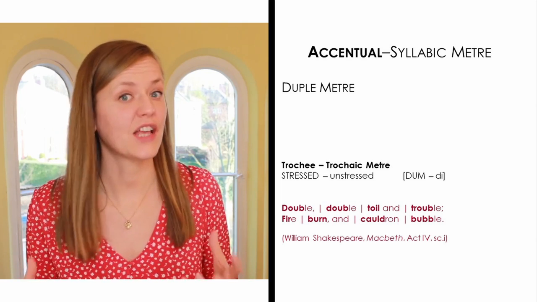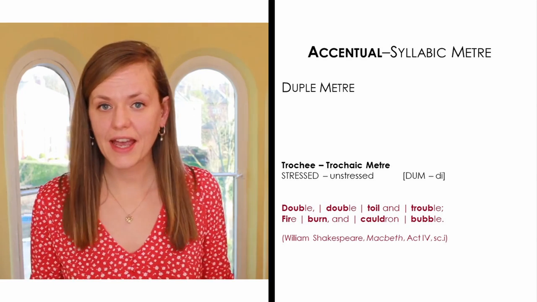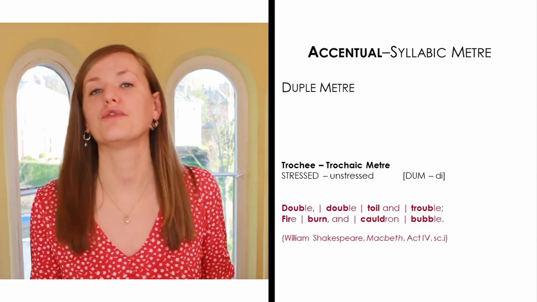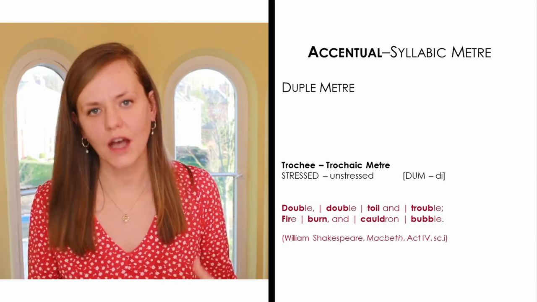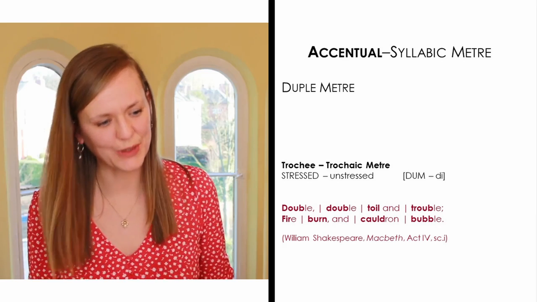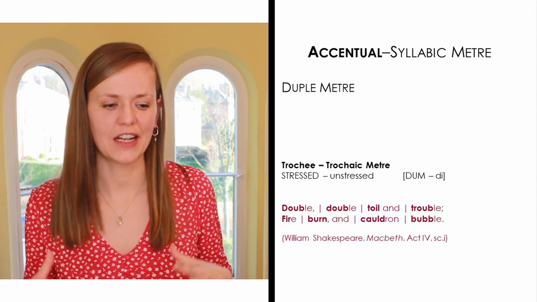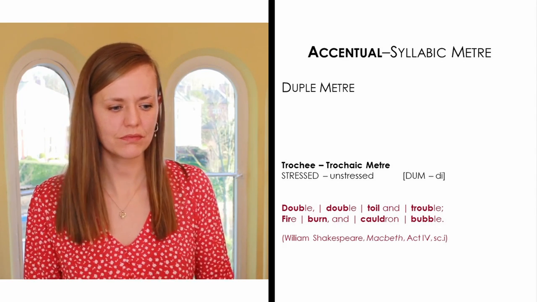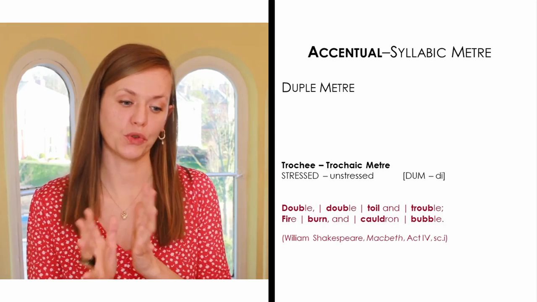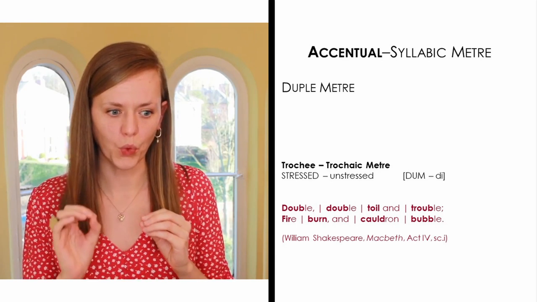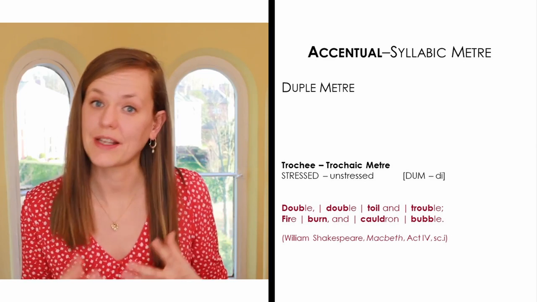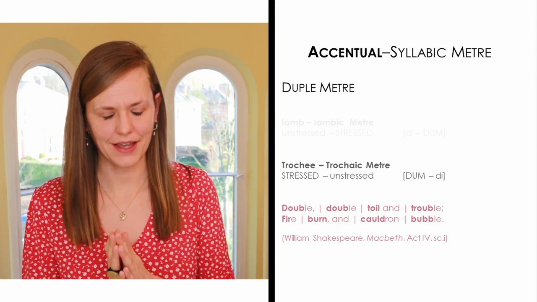So it is tetrameter. And it's trochaic, as I've said, because in each foot it is stressed and then unstressed. Double, double, toil and trouble, fire burn and cauldron bubble. So the beginning of each of those metrical feet is emphasized. And in this case also the beginning of the words, although that is not necessarily always the case.